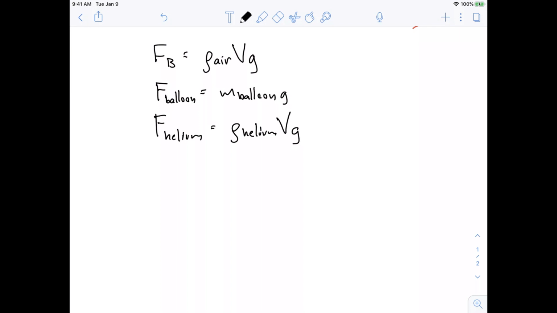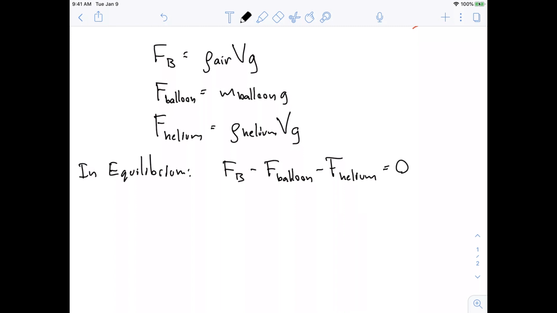So in equilibrium, we write down our force balance here. In equilibrium, we know that the buoyant force that's acting up minus F balloon minus F helium is equal to 0, right? The net force on an object is equal to 0. And so this lets us get this equation, which is rho air, which is the buoyancy force, times the volume. One thing to note is that g appears in every term, so it cancels out. So I'm not going to write down the g.